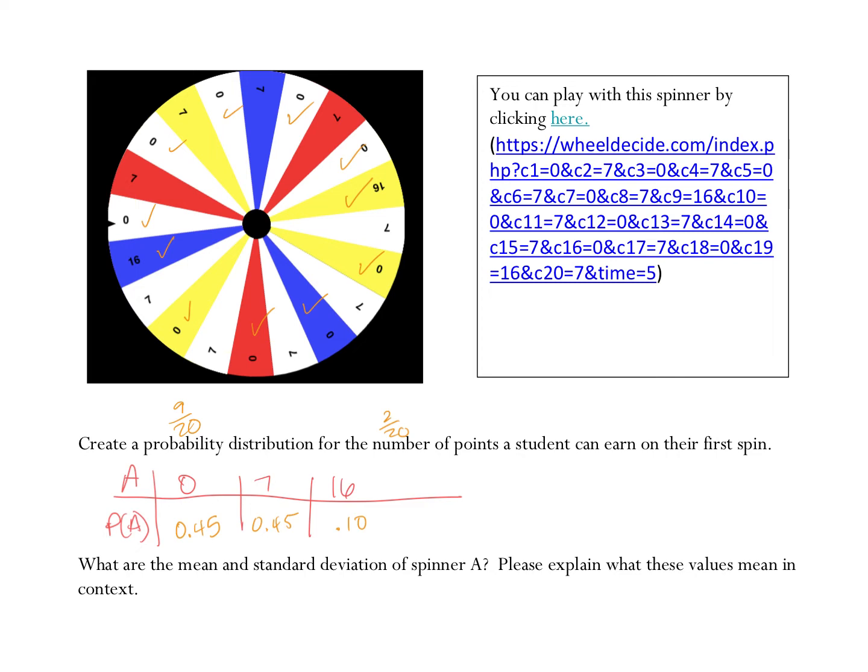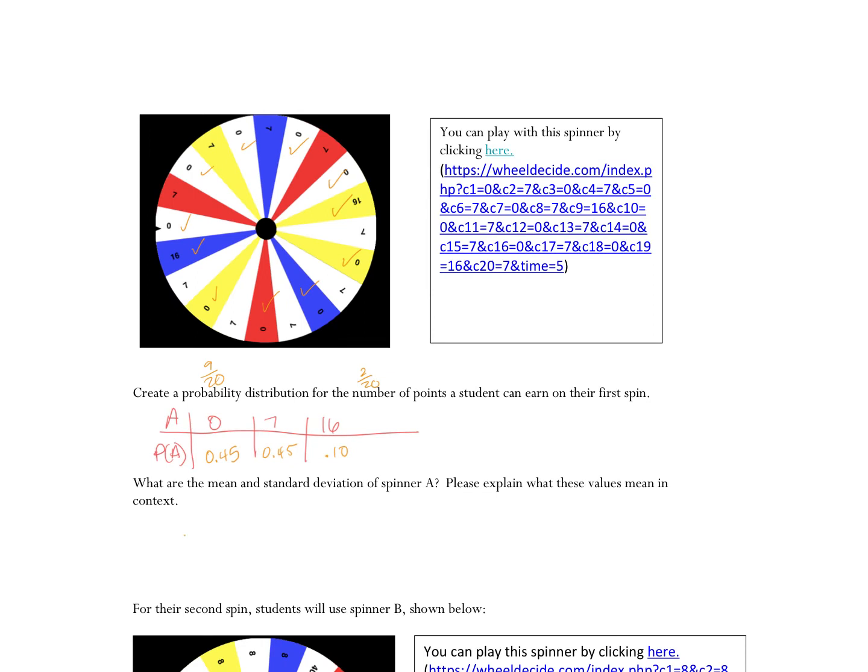Is everybody good? All right, so all I need to know for right now are what are the mean and standard deviation for spinner A. I think, what are we getting? 5, pretty much. 4.75 and 5. Okay, good.